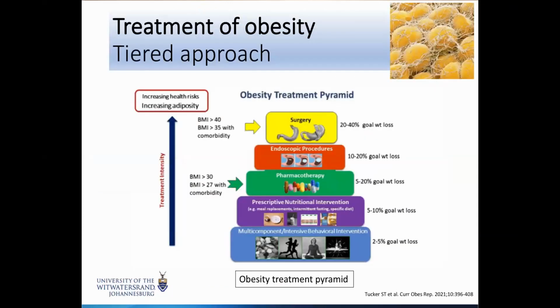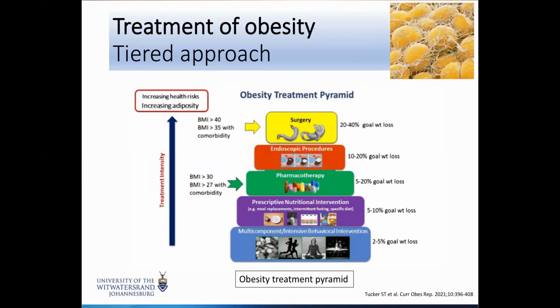So how is weight loss achievable? The therapeutic model in obesity is that of a tiered approach, with lifestyle intervention and behavioral therapy forming the cornerstone of this model. However, for many patients, lifestyle intervention isn't enough. So we have the second tier, which is pharmacotherapy, which the majority of the talk will be on today. And we've also got endoscopic procedures and surgery.